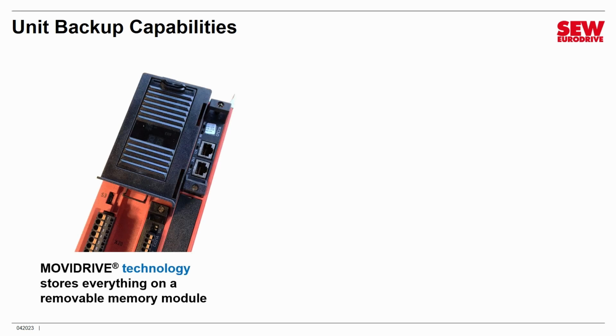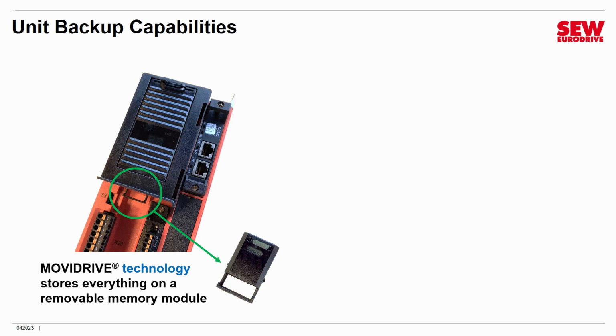If you've got a MOVI drive technology, it stores all its information on a removable memory module, which is right there. You see the handle there? Just give that a tug when the drive is off, pull it out. There's the memory module. Get yourself a replacement unit, wire it up, and then insert the memory module and turn it on, and you should just be back up and running with all the parameters correctly set. So that is one feature that's available in MOVI-Drive technology.